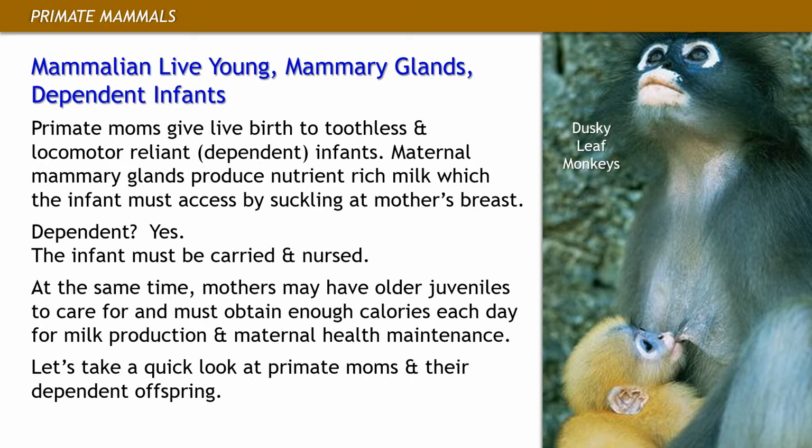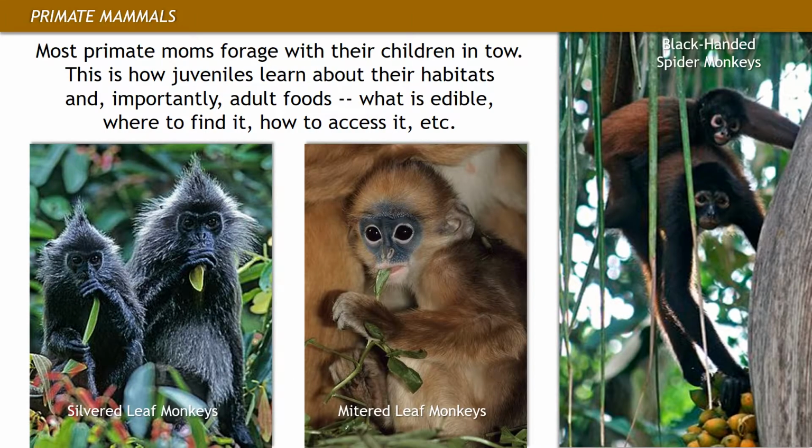Let's take a quick look at primate moms and their dependent offspring. Like most mammals, most primate moms forage with their children in tow. This is how juveniles learn about their habitats and, importantly, adult foods: what is edible, where to find it, how to access it, and so forth.